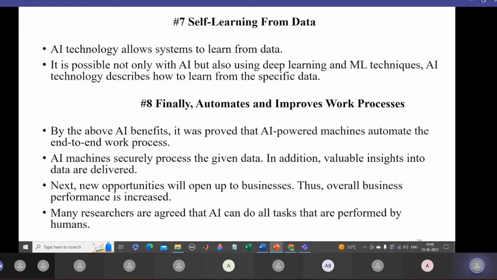So by the above benefits, you can say that AI powered machines automate the end-to-end work process. It is just automated. They can process the given data and then derive valuable insights from the data delivered. Next, new opportunities will open up to business and the performance of the business will increase. So now the researchers have agreed that all the tasks performed by human beings can be done by AI. That's it.